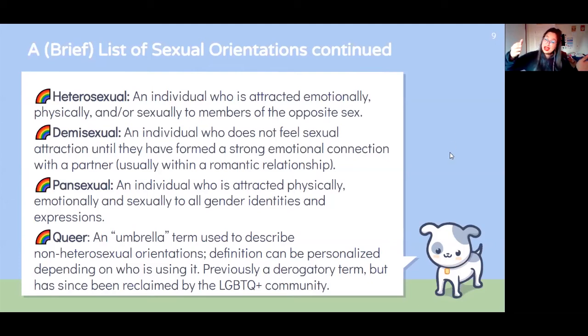And now we have queer, which is my favorite term personally. I really like queer because it's an umbrella term to describe non-heterosexual orientations. The definition can be personalized depending on who is using it. So for me, queer just means that I'm not straight.